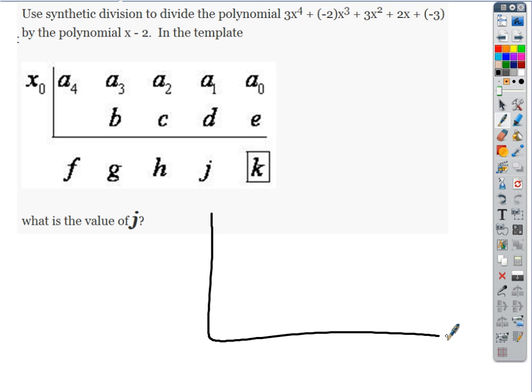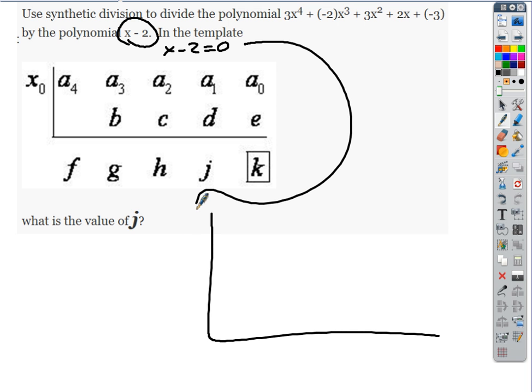So my 0 is what? What goes out front? Say it again. Positive 2. I want the 0 of x minus 2. So x minus 2 equals 0 at positive 2. Right? And x is positive 2. So then my coefficients would just be 3, 3, 2.